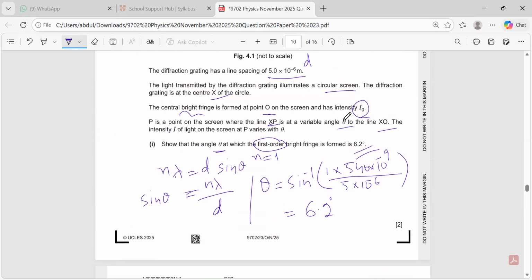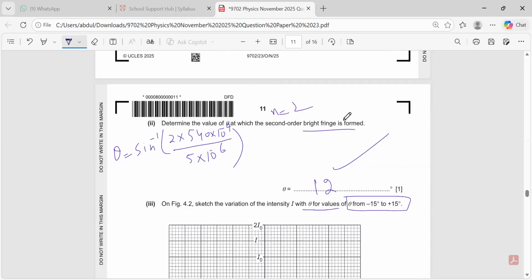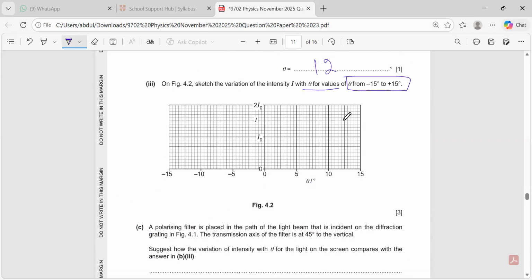So there will be something, yes. See here, the central bright fringe is formed at O on the screen with intensity I naught, and then theta is 6, and then 12, got it. So see, this is 0, 5. First of all, 2 small squares equal 1, because 5 minus 0 divided by 10 is 0.5. So this is 6, then 6 twos are 12. So this one is 12.